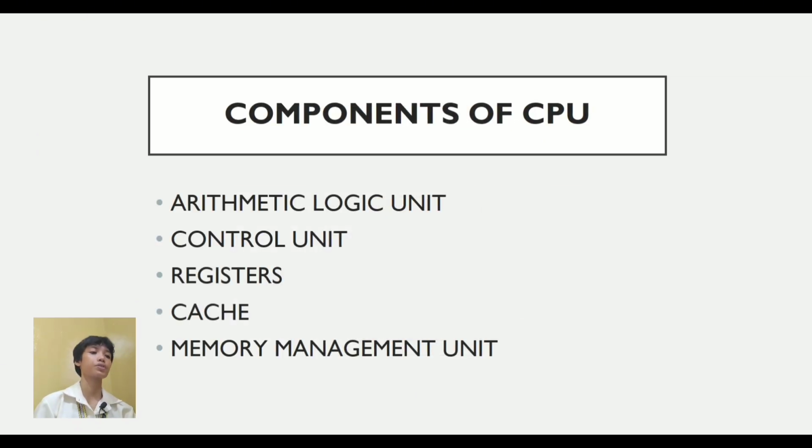The components of the CPU, we have five. First is the arithmetic logic unit. Second is the control unit. Third is the registers. Fourth, cache. And lastly is the memory management unit.